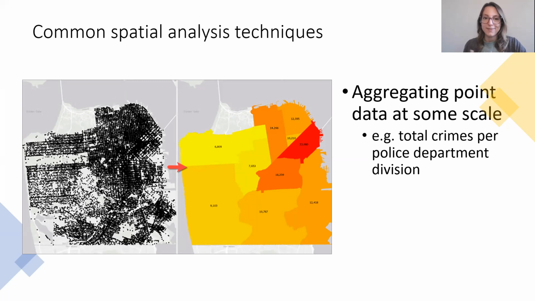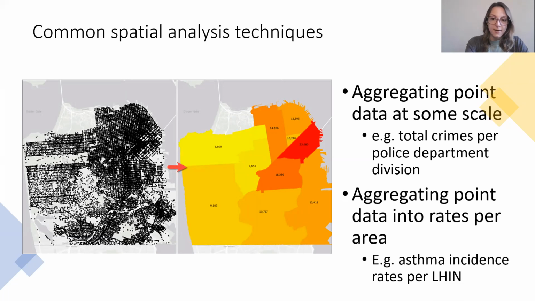So they did a very simple aggregation here, where they just summed all the point data into these geographic areas or polygons. Now, another way of doing that would be aggregating point data into rates. So instead of just summing the point data, you would actually turn that into a rate, the sum per some unit of analysis that you're interested in.